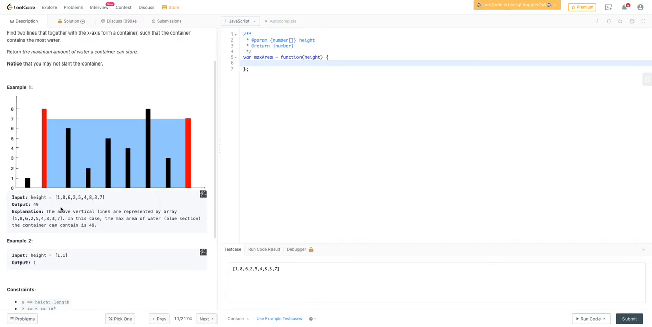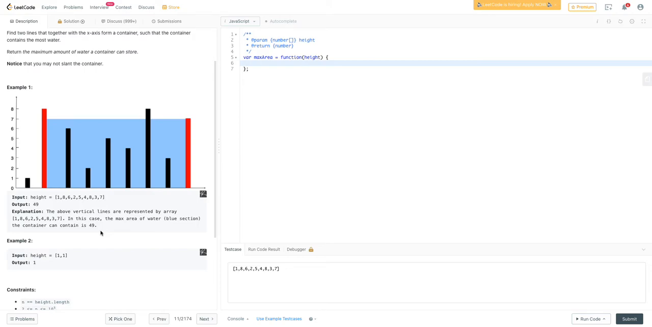Okay, so for our example, we're given this array, and the array contains the height of each bar. It says our output is 49, and the explanation says the above vertical lines are represented by this array. In this case, the max area of water, the blue section, that the container can contain is 49.